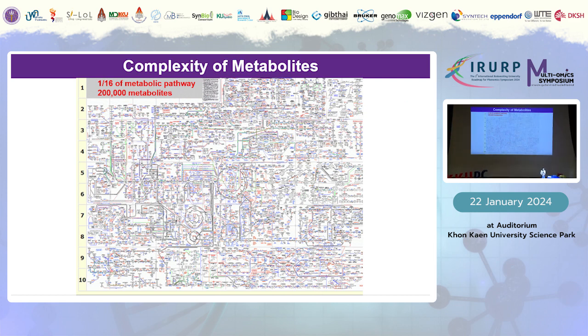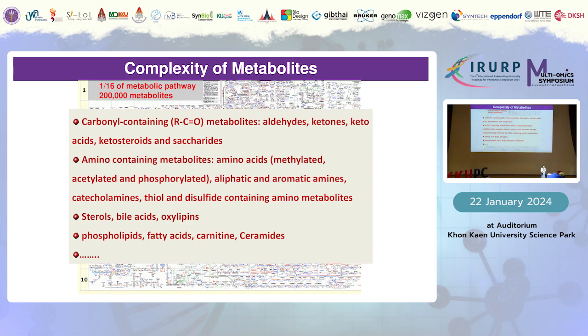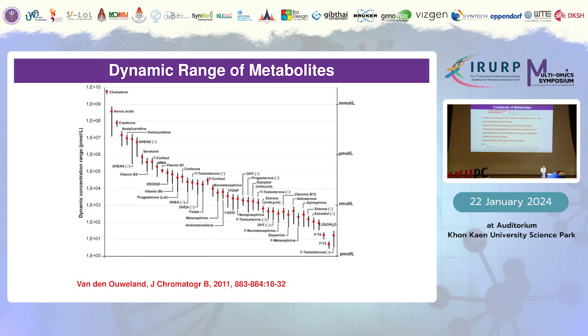So this is the map of metabolites. This only represents 1/16 of metabolic pathways, so you can see this is very complicated. In these metabolic pathways, there are different structures and different metabolites, containing different functional groups like carbonyl or amino. There are also steroids and lipids. Not only that, the concentration of those metabolites in a system is in great diversity, like tens of orders of magnitude differences.